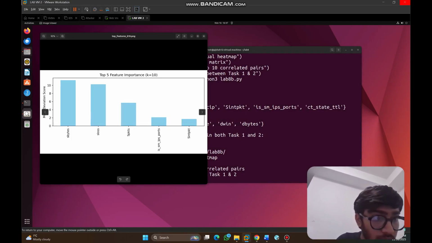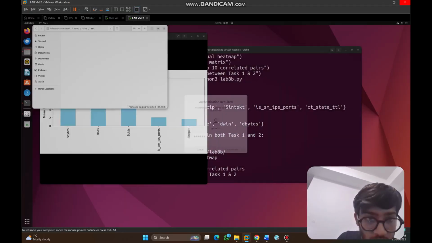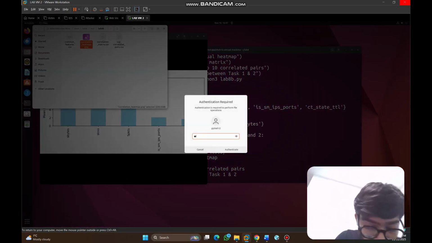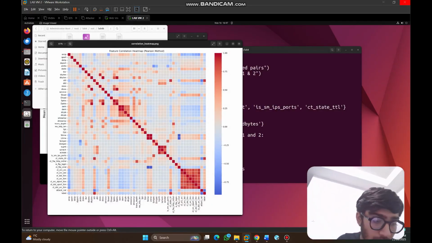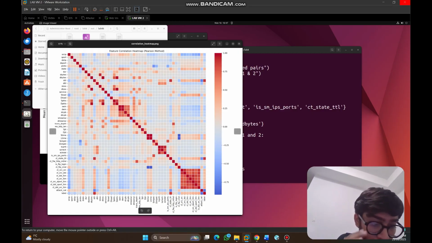So for Task 2, let's start with the first heat map we got. Okay, so basically I need to go back to this. Yeah, this is the heat map which I got. It visualizes the Pearson correlation values between numeric features. Here the red indicates strong positive correlation, while the blue shows negative correlation. So features such as LT time and S time, as you can see over here, are strongly correlated, meaning they increase together and carry more information.